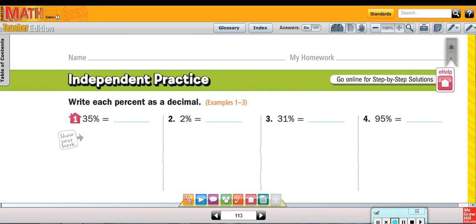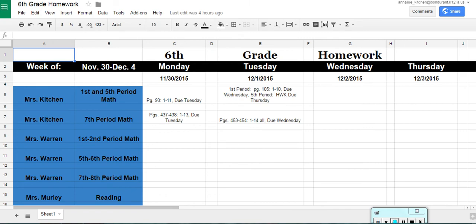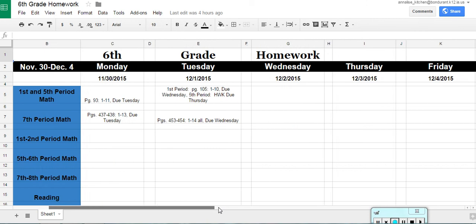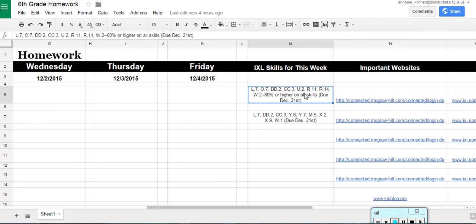If you finish your homework, then you can go ahead and use your iPad to work on some of the IXL skills. I have emailed those to you, but you can also find them on our homework page. If you scroll over, we're the general class, so these ones. My expectation is 80% or higher on all of those skills by December 21st. Okay? Good luck, do your best, and I will see you tomorrow.